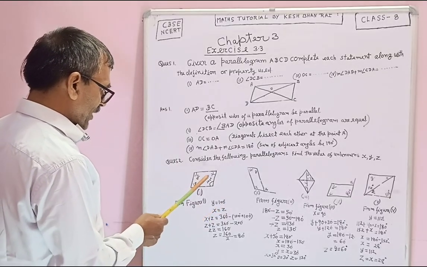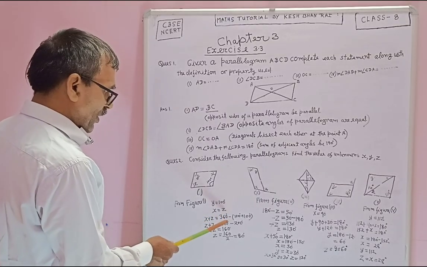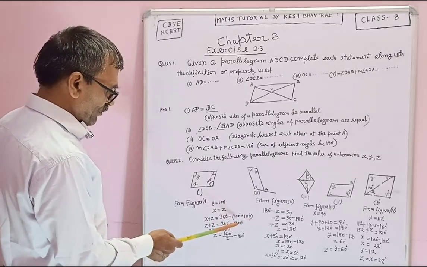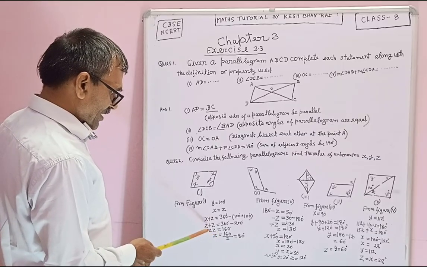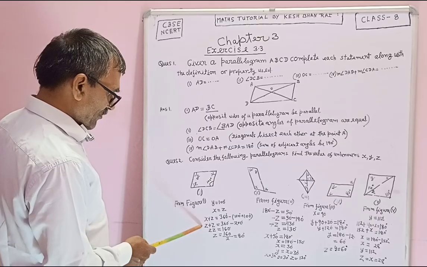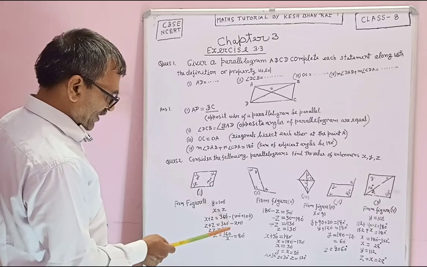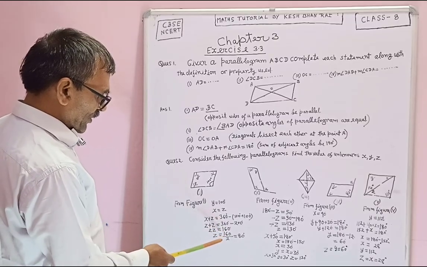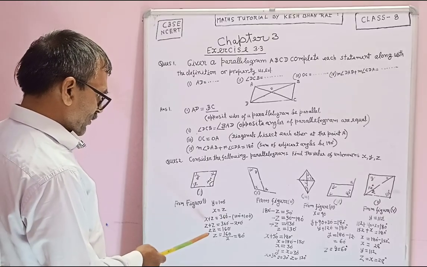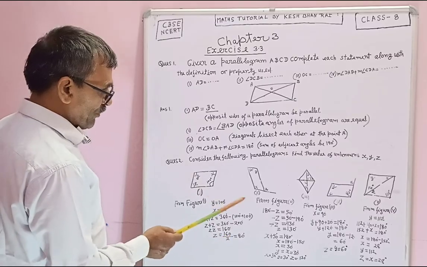Therefore x plus z is equal to 360 minus (100 plus 100), which is 360 minus 200. That is, x is equal to z. Therefore z plus z, 2z, is equal to 160, and z is equal to 160 by 2, which is 80 degrees. So z is equal to 80 degrees, y is equal to 100 and x is equal to z.